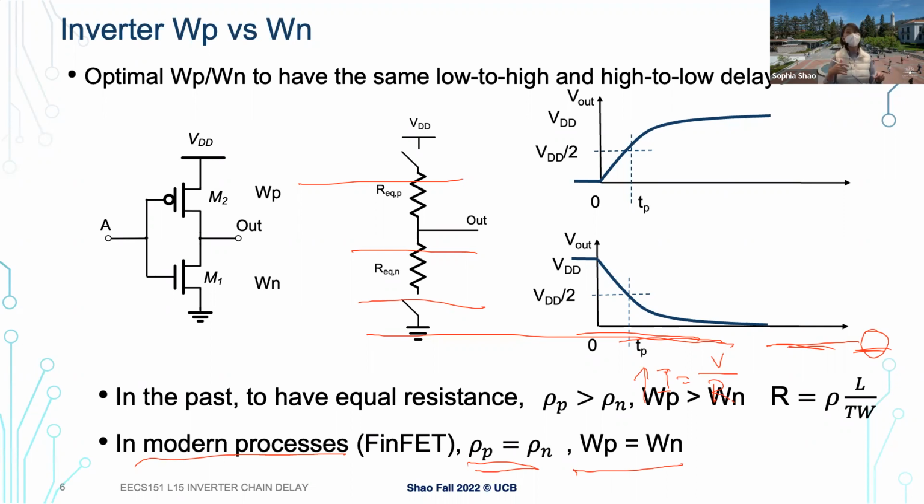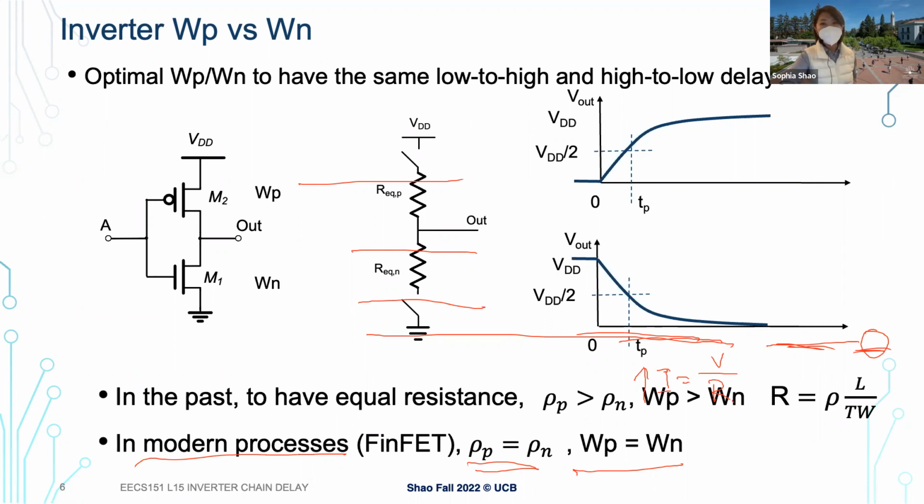But in older generation technology, when we talk about transistor sizing, a very important use case is to size PMOS and NMOS differently so that we have a balanced high-to-low and low-to-high propagation delay. Make sense? Questions?